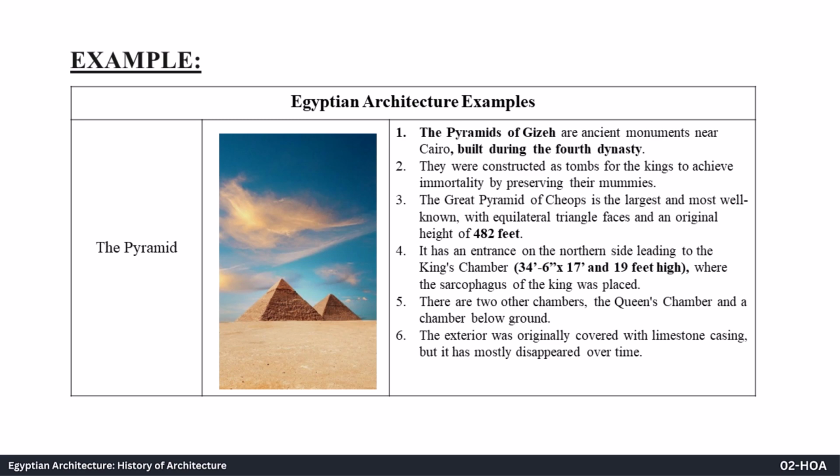The Great Pyramid of Cheops is the largest and most well-known, with equilateral triangle faces and an original height of 482 feet. It has an entrance on the northern side leading to the king's chamber, 34 feet 6 inches by 17 feet and 19 feet high, where the sarcophagus of the king was placed. There are 2 other chambers, the queen's chamber and a chamber below ground. The exterior was originally covered with limestone casing, but it has mostly disappeared over time.